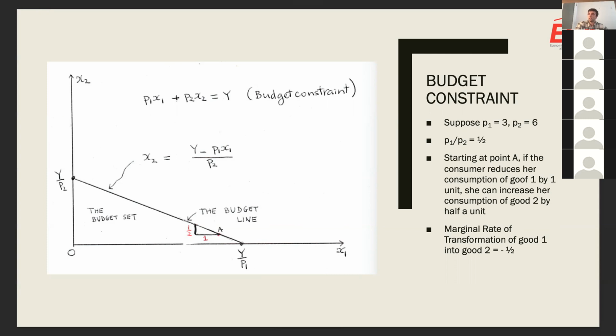But in the end, if you want to derive it, you're going to be starting with your total budget equals the price of each good times the quantity of each good plus the price of the other good times the quantity of the other good.